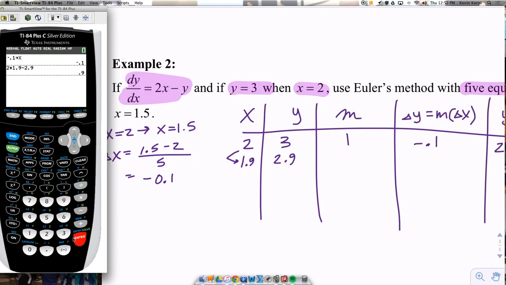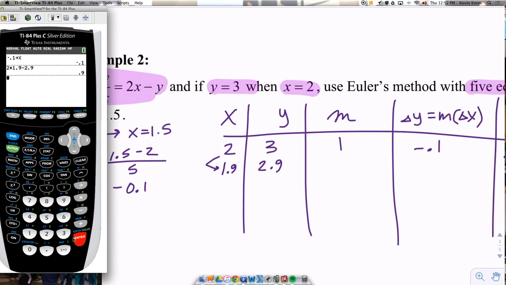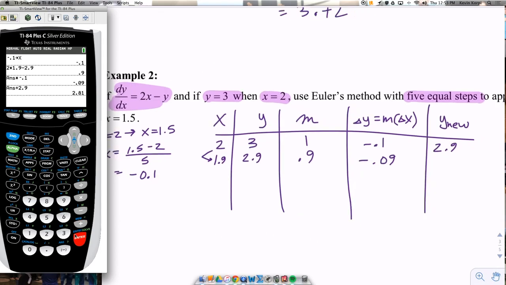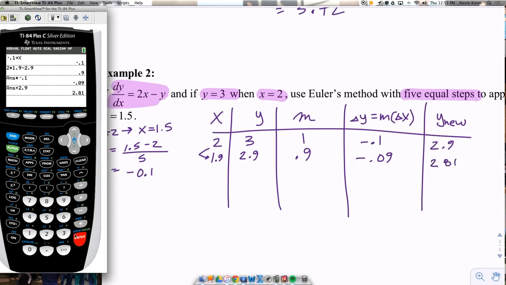In a problem like this, you would have your calculator to help you. 0.9, okay, reasonable. And now if I multiply that by negative 0.1, I get negative 0.09. And if I take that number, negative 0.09, and I add it to 2.9, which was my previous y value, you're going to get 2.81, which is your new y value. So you can add that on the next row, and your new x value is 1.8. And we do it again.